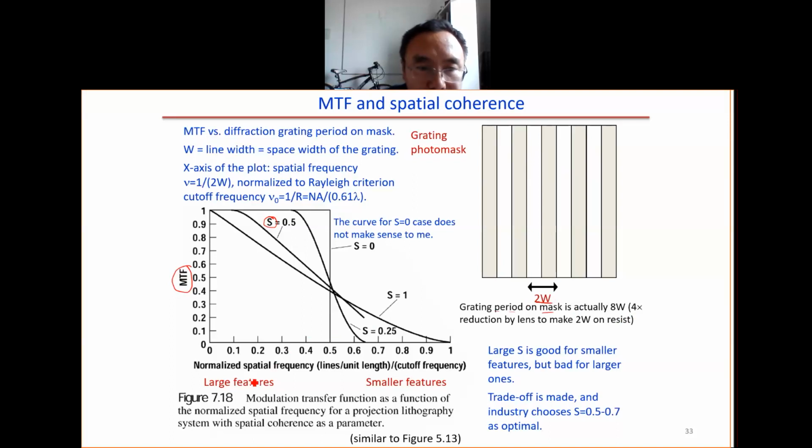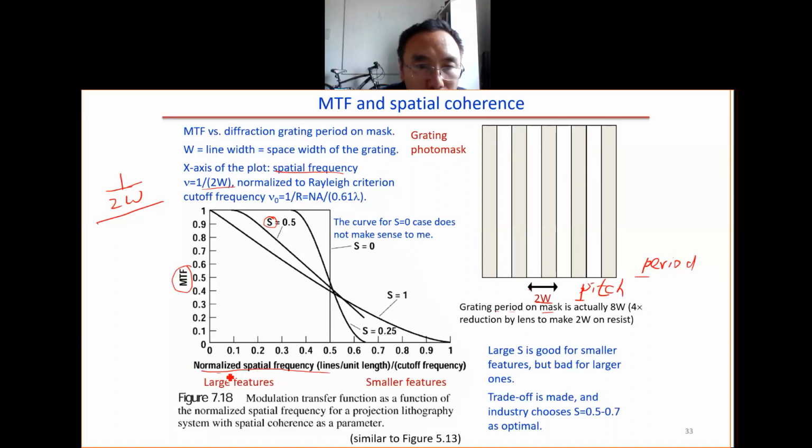The horizontal axis is called normalized spatial frequency. Spatial frequency is defined by 1 over 2W. You see, 2W is the pitch, the period of the grating. So 1 over 2W is the spatial frequency, but this one is normalized.